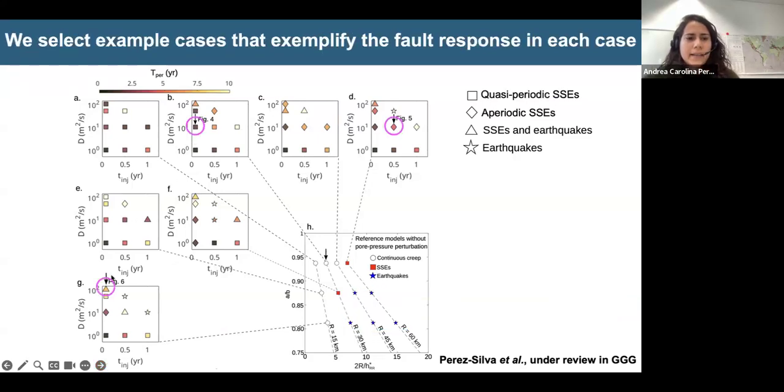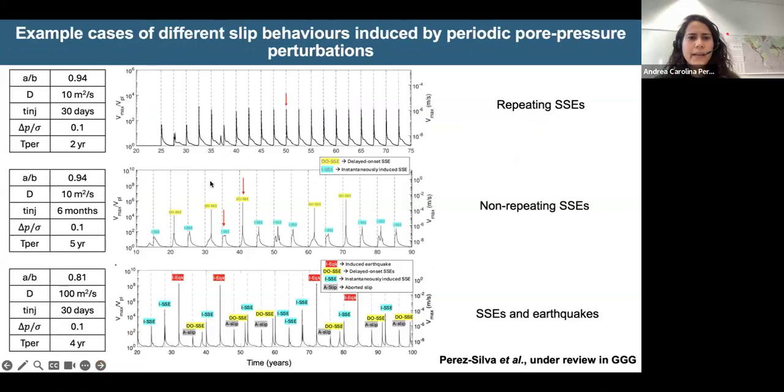So I'm going to select some example cases of each of these slip behaviors to exemplify the fault response. In this figure, I'm showing the slip rate evolution for each slip behavior, from repeating SSEs to SSEs and earthquake sequences. These dashed lines indicate the time of each perturbation. As you can see, repeating SSEs have a very regular behavior, whereas non-repeating SSEs are just different types of events that are induced at each perturbation.